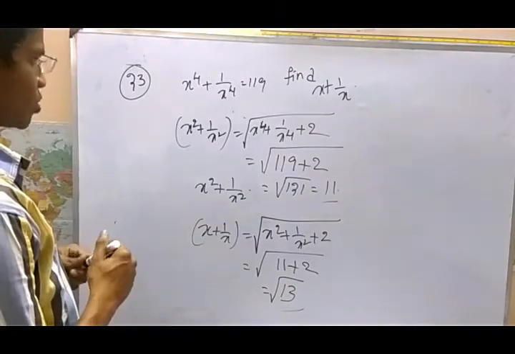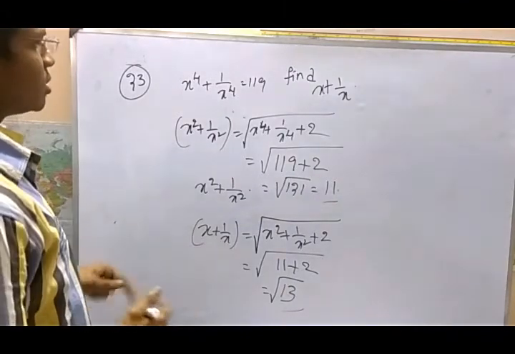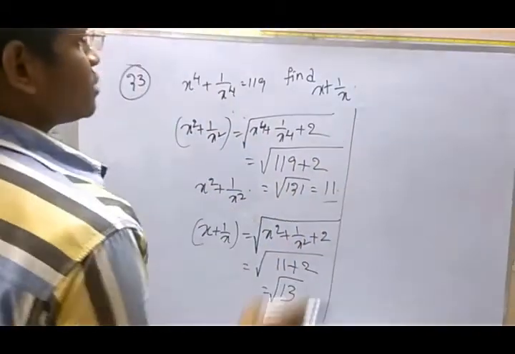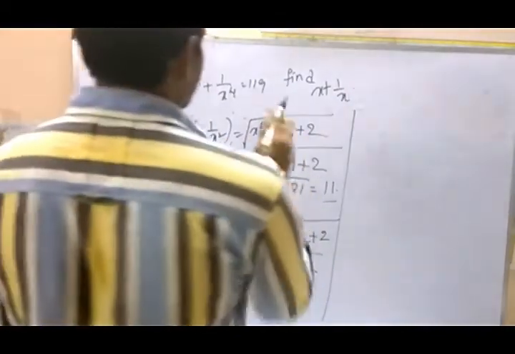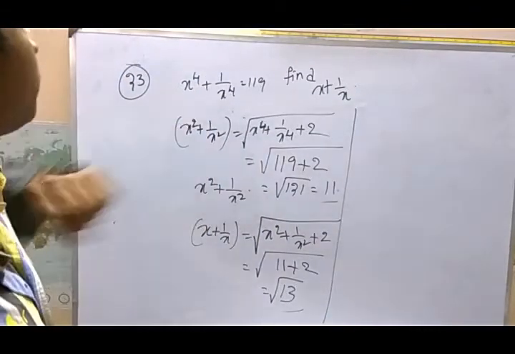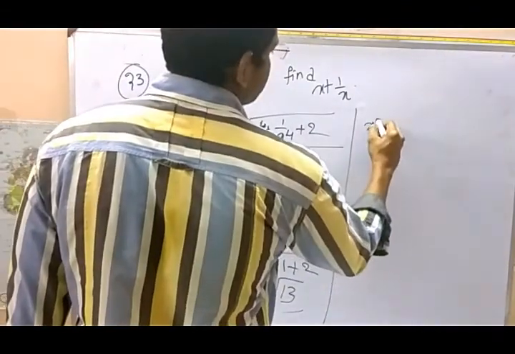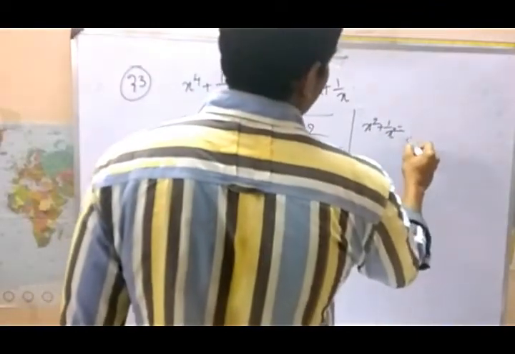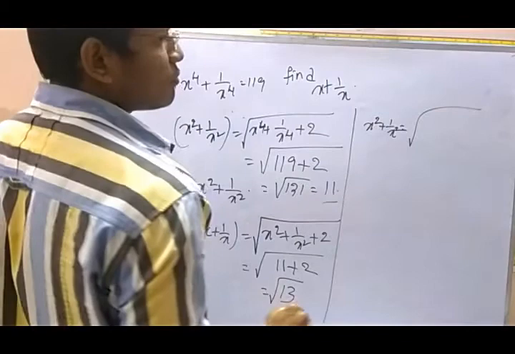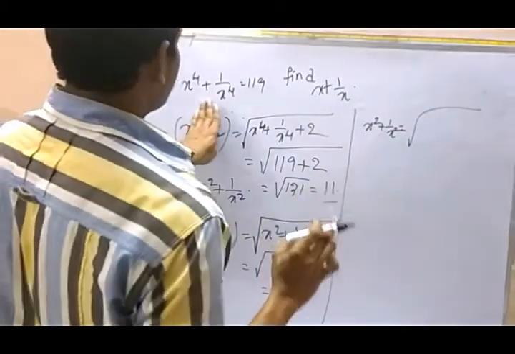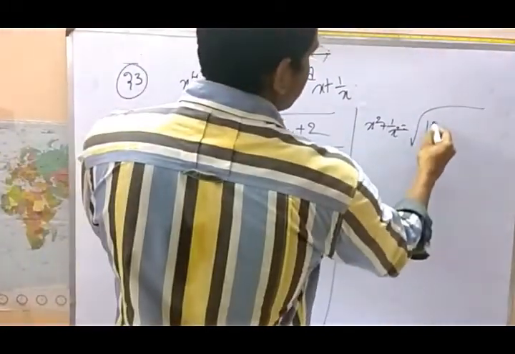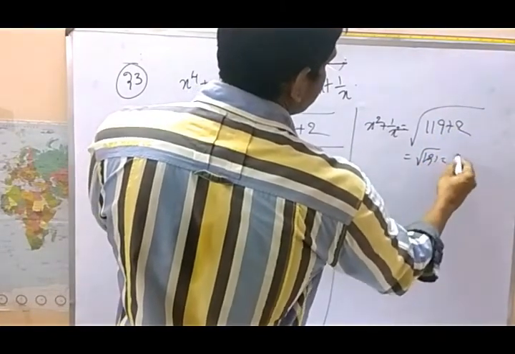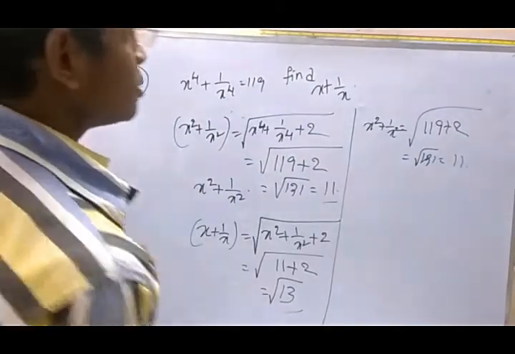Okay, we'll take the next question. Did you get my point, students? So we'll do it in a very short form. The short form is just we will skip some steps. See here, we have x power 4, so we require x square plus 1 by x square. We know it as root of x power 4 plus 1 by x power 4 plus 2. So x power 4 plus 1 by x power 4 is 119, plus 2, equal to root 121 equal to 11.